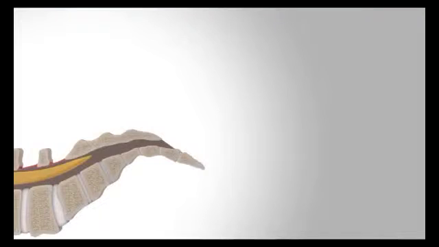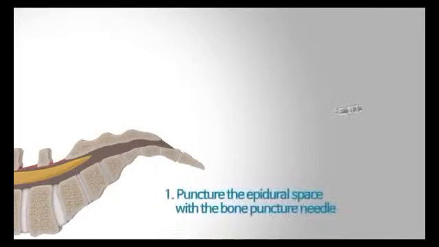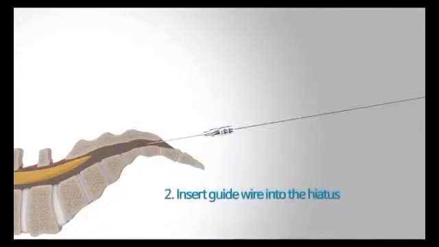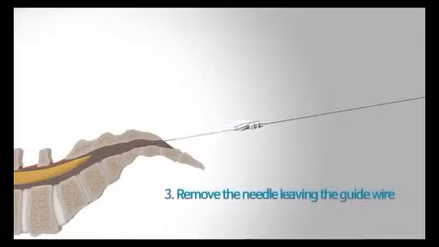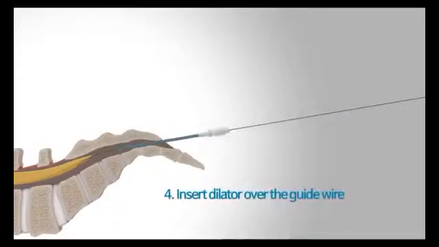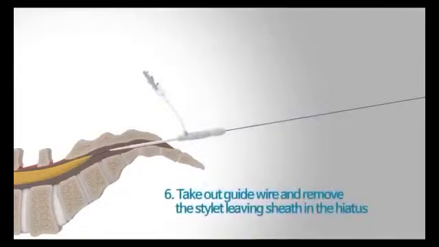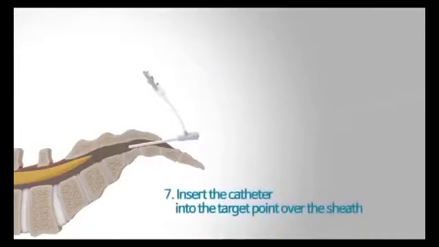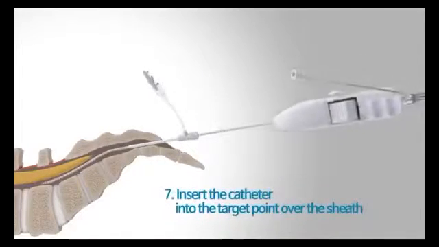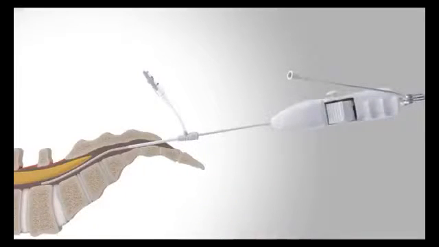Let's review again how to approach the target point. Puncture the epidural space with the bone puncture needle. Insert the guide wire into the hiatus. Remove the needle, leaving the guide wire. Insert the dilator over the guide wire. Remove the dilator, then put the stylet and sheath onto the guide wire. Take out the guide wire and remove the stylet, leaving the sheath in the hiatus. Insert the catheter into the target point over the sheath. It isn't too much to say that this approach is the core of SELD.